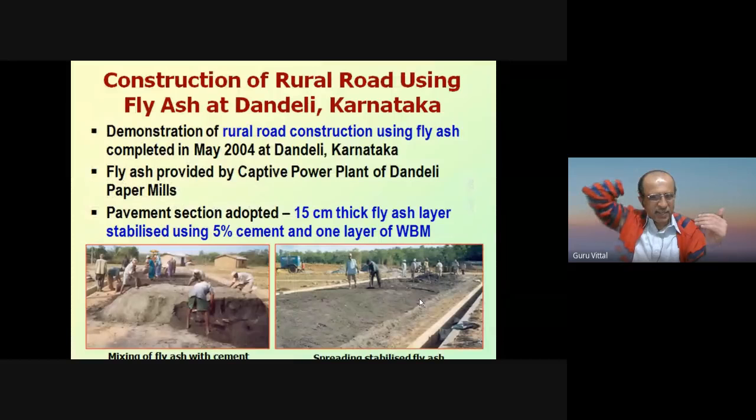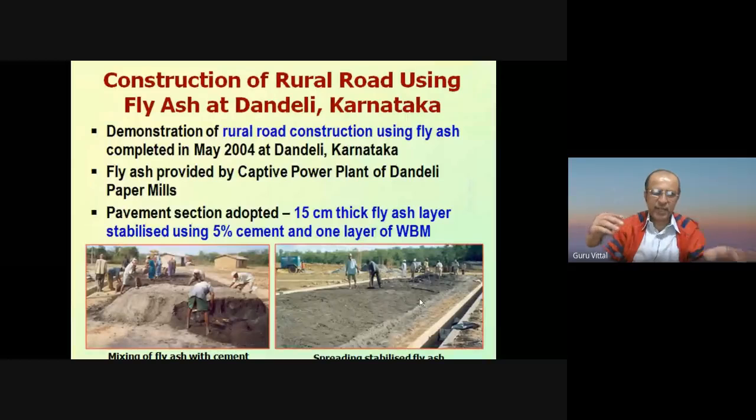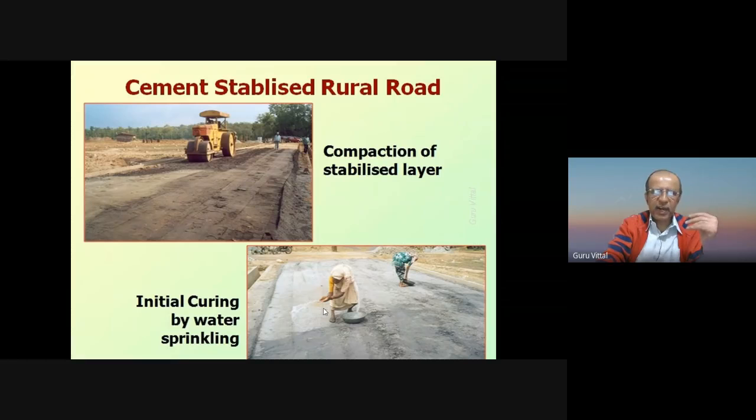This is another case study. This was also in Karnataka, and once again a rural road wherein the stabilized layer was constructed. A stabilized fly ash layer was constructed using cement, and how much quantity of cement was used, I have put it there. This was used in the sub-base as well as the base course layer construction going on, with the initial curing before spreading the gunny bags.